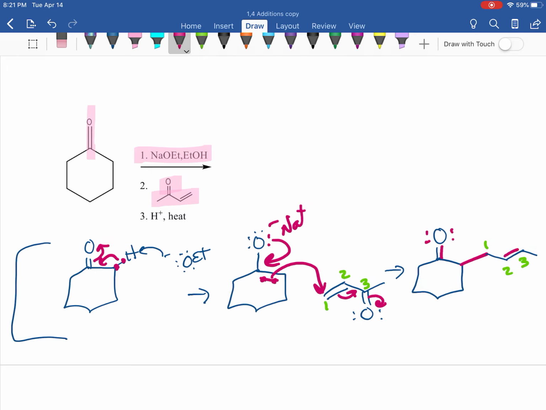We just went 2, 3. Our electrons just went all the way to there, and then all the way up here, like that. All right, let's go ahead and quench that with some kind of acid step. That's our number 3. So let's go ahead and quench that enolate right there.